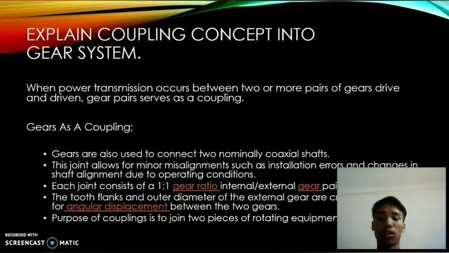each joint consists of a 1:1 gear ratio, internal and external gear pair. Fourth point is the tooth flank and outer diameter of the external gear are crowned to allow for angular displacement between the two gears. And the last point is the purpose of couplings is to join two pieces of rotating equipment together.